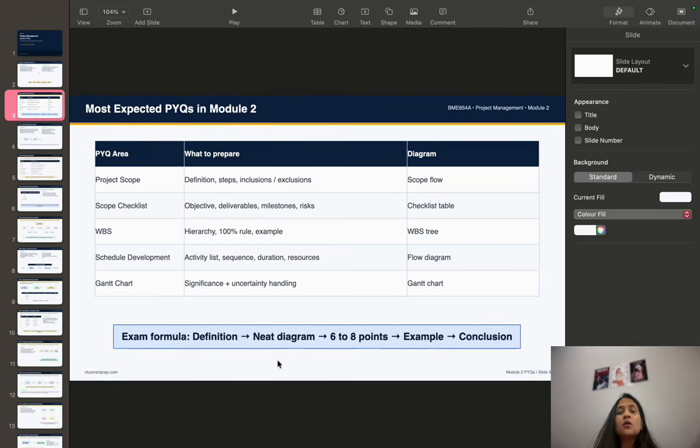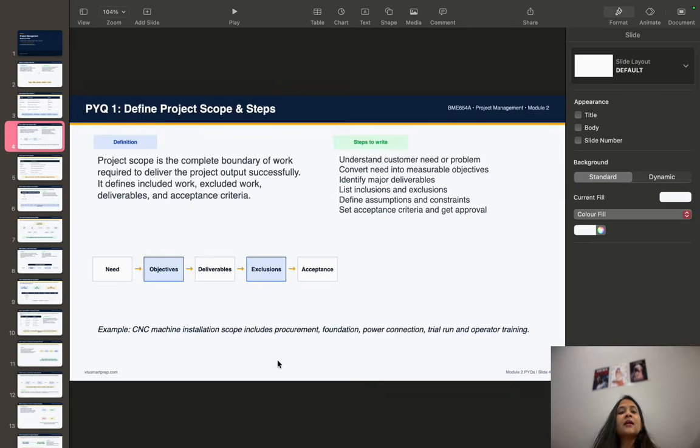So this was just the overview of the important topics covered for module 2. Now in the next slide I'm going to start with the questions or topics, and for the specific topics, what answer you are going to write. Here you can see the first question: define the project scope and steps.